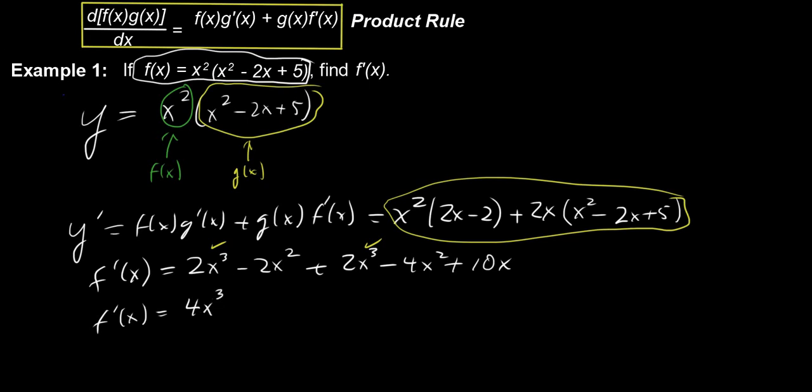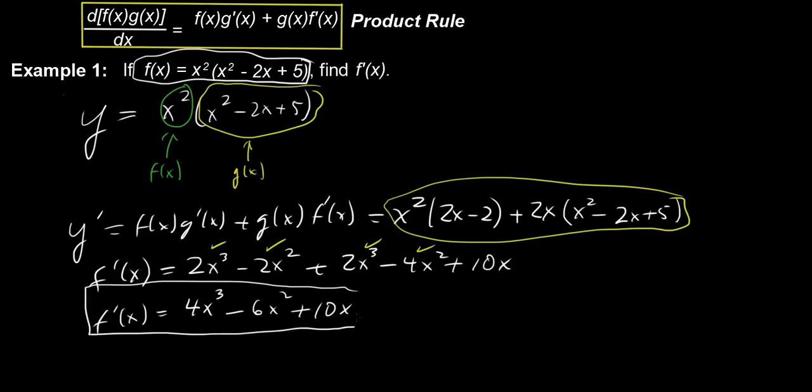And then I have, let's see, minus 2x squared minus another 4x squared. That will give me minus 6x squared. And then finally, I have 10x in the back. So there we go. So I found the derivative using the product rule, which again, not the best use of the product.